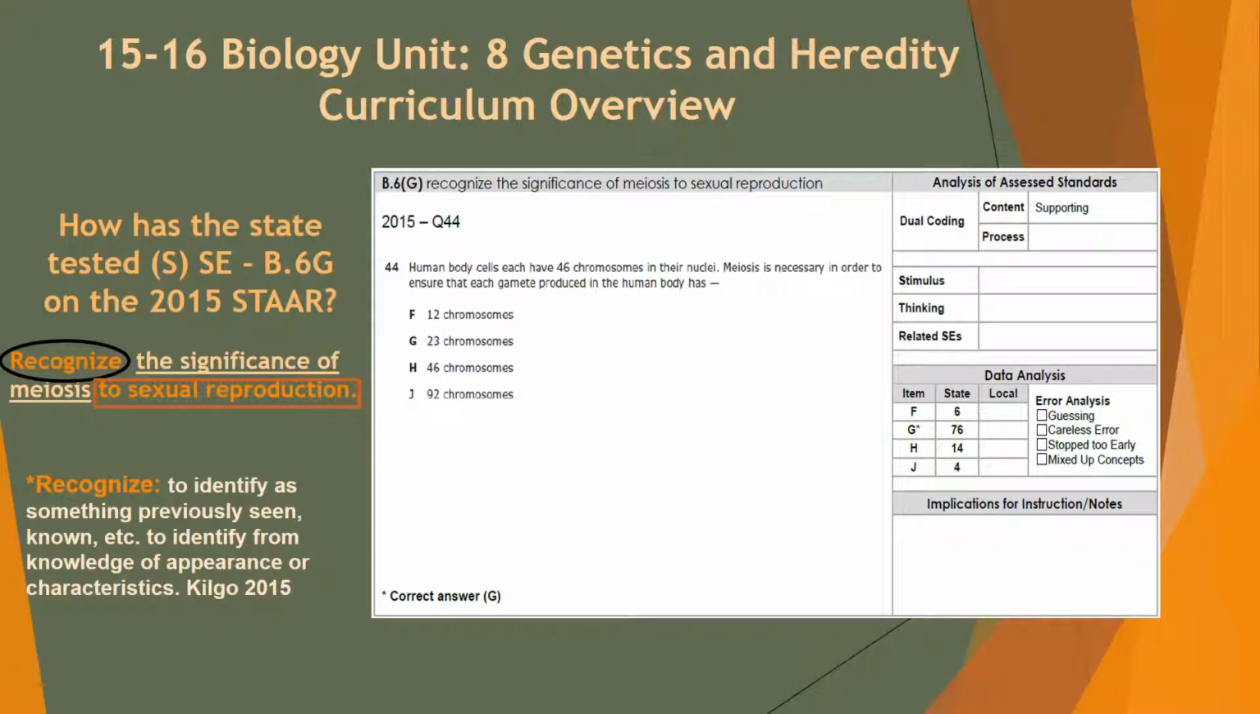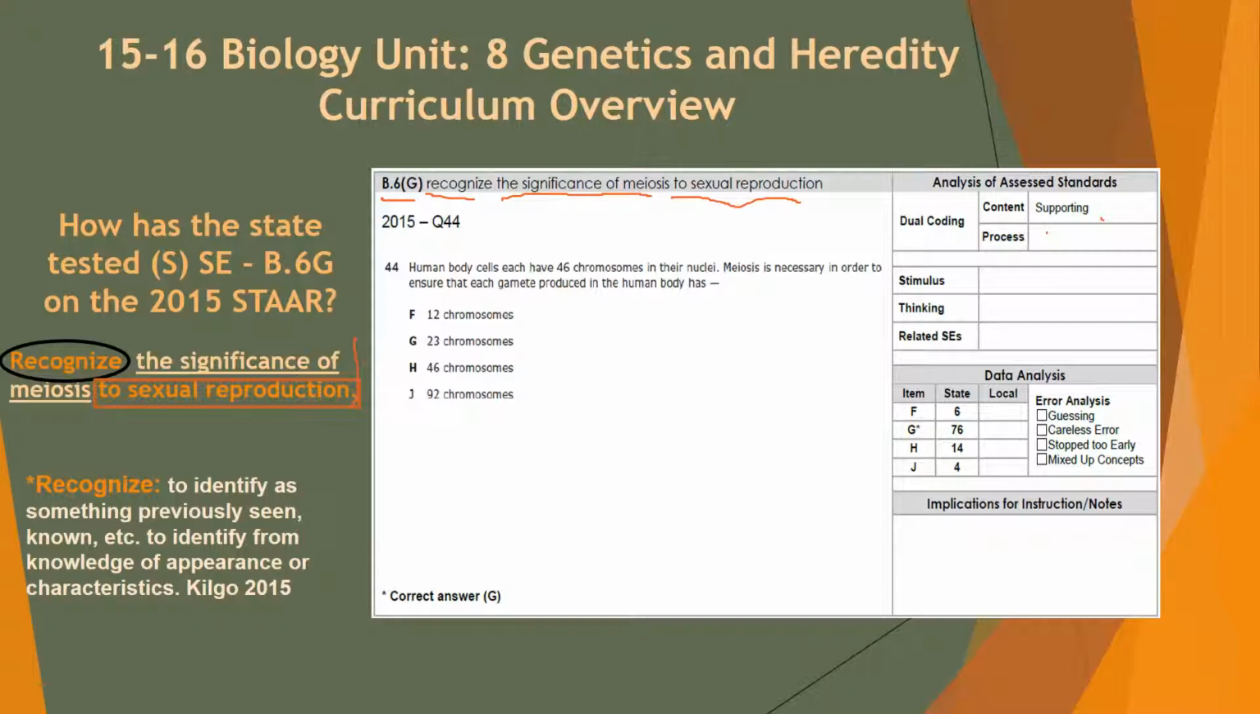Now looking at our next SE, B6G, recognize the significance of meiosis to sexual reproduction. Our verb recognize, our content, the significance of meiosis, and what context is to the sexual reproduction, and I have it here notated for you. We do know what recognize means from the previous SEs. This is a supporting standard. It has not been dual coded for the 2015 STAR assessment.